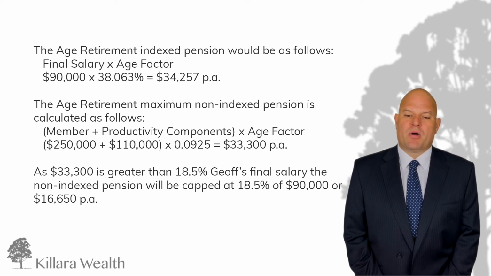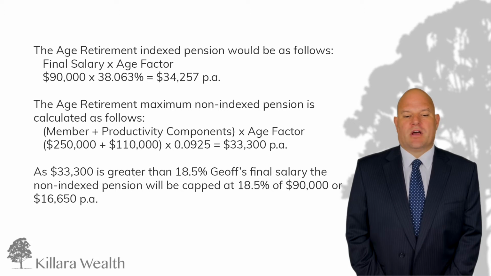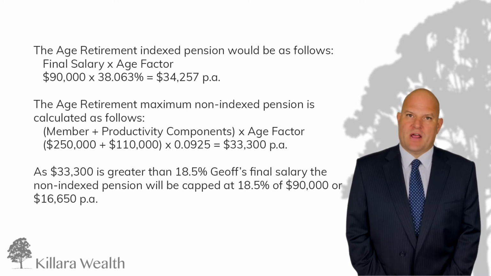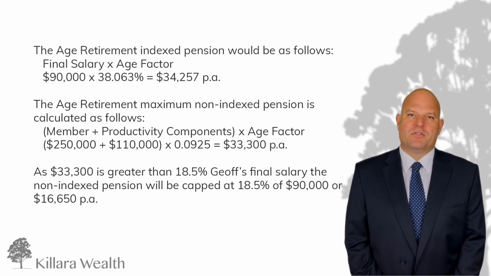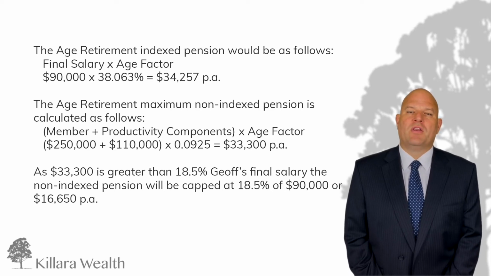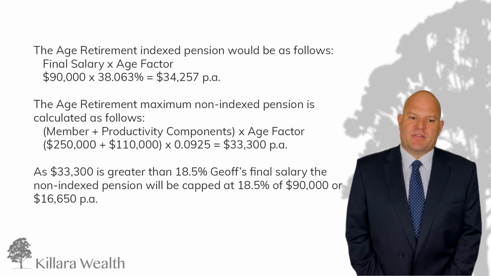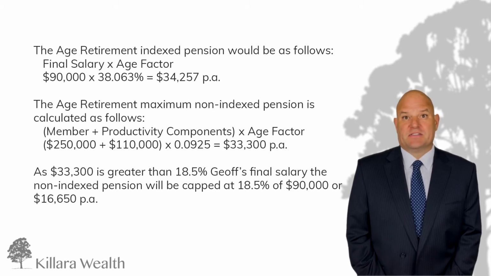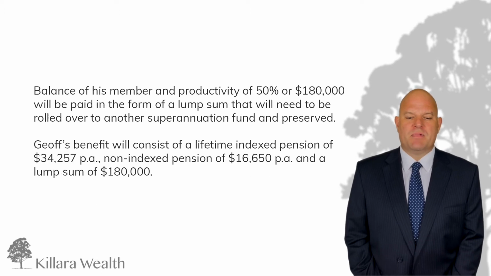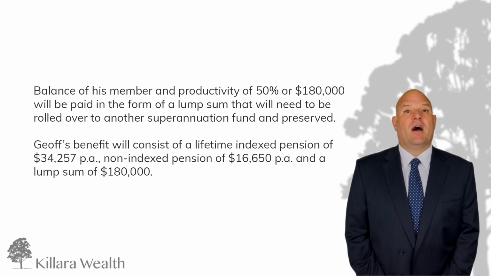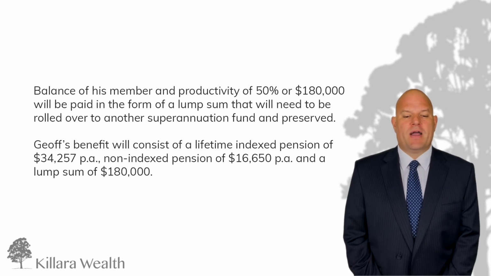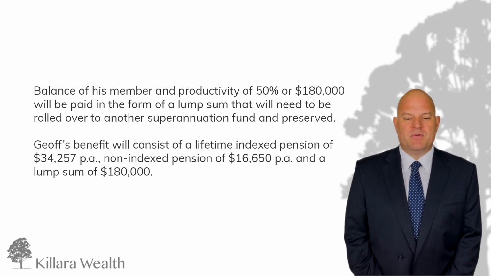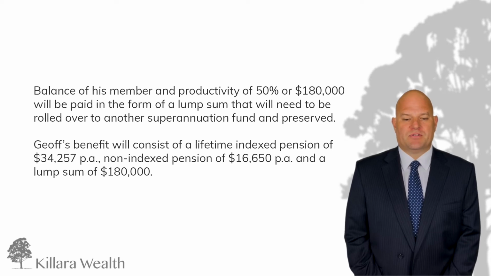Member plus productivity components multiplied by age factor. So $250,000 plus $110,000 multiplied by 9.25% provides him with a lifetime non-index pension of $33,300. As $33,300 is greater than 18.5% of Geoff's final salary, it will be capped at $16,650. The balance of his member and productivity components, or $180,000 in this case, will be paid in the form of a lump sum that will need to be rolled over to another superannuation fund and preserved.